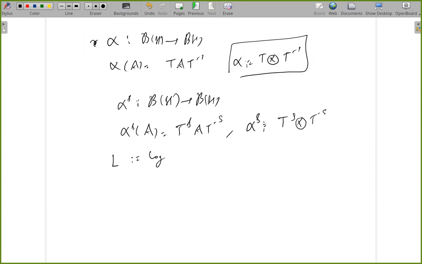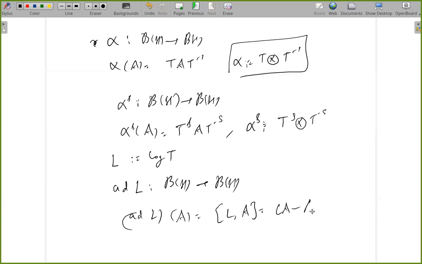And let's denote the logarithm, which we saw was a self-adjoint operator, by L. Then this map ad L is defined in the following manner. It's just the commutator, LA minus AL. So if you're already a little bit familiar with strongly continuous or even uniformly continuous semigroups, you realize that there are infinitesimal generators. You get some sort of derivations and you exponentiate the derivation, which will generate the automorphisms. And these are like the inner derivations.